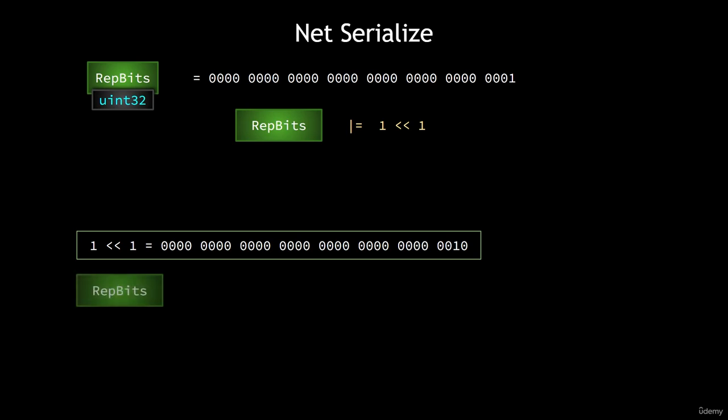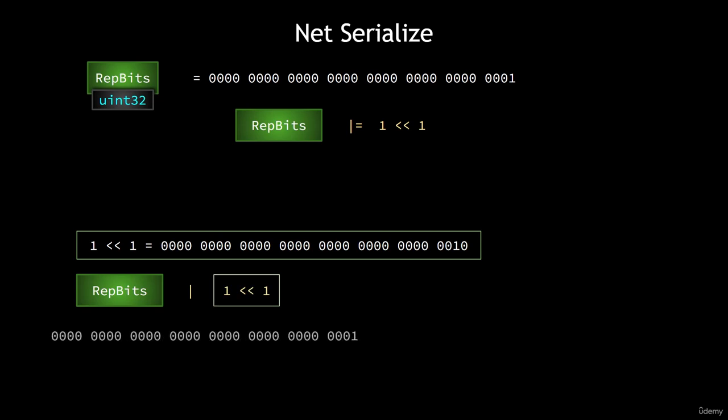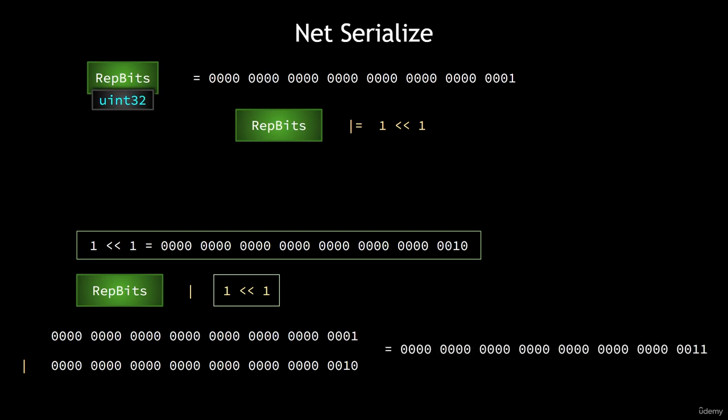So if we were to take rep bits and do the bitwise OR with 1 left shift 1, we would have rep bits, which is 1, OR, and then 1 left shift 1, which is this value. Now, what's the result of the bitwise OR between these two? Well, it would be this. All the digits are 0, except one of the numbers has a 1 at the end, and the other has a 1 right there, 1 away from the end. So the result is a bunch of zeros with 2 1s at the end.